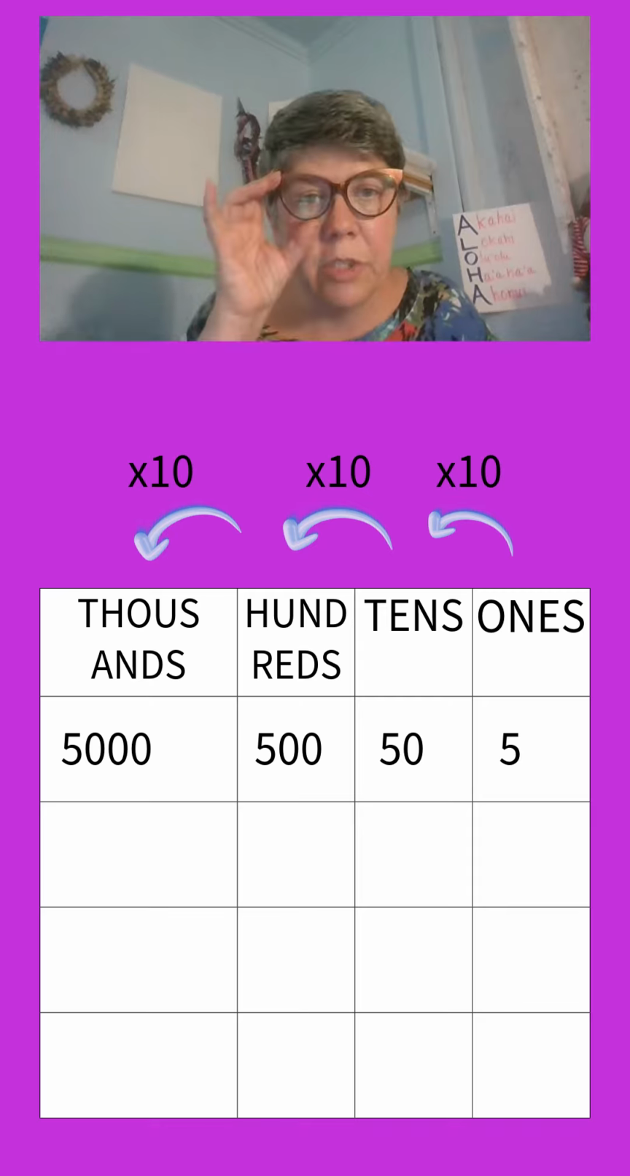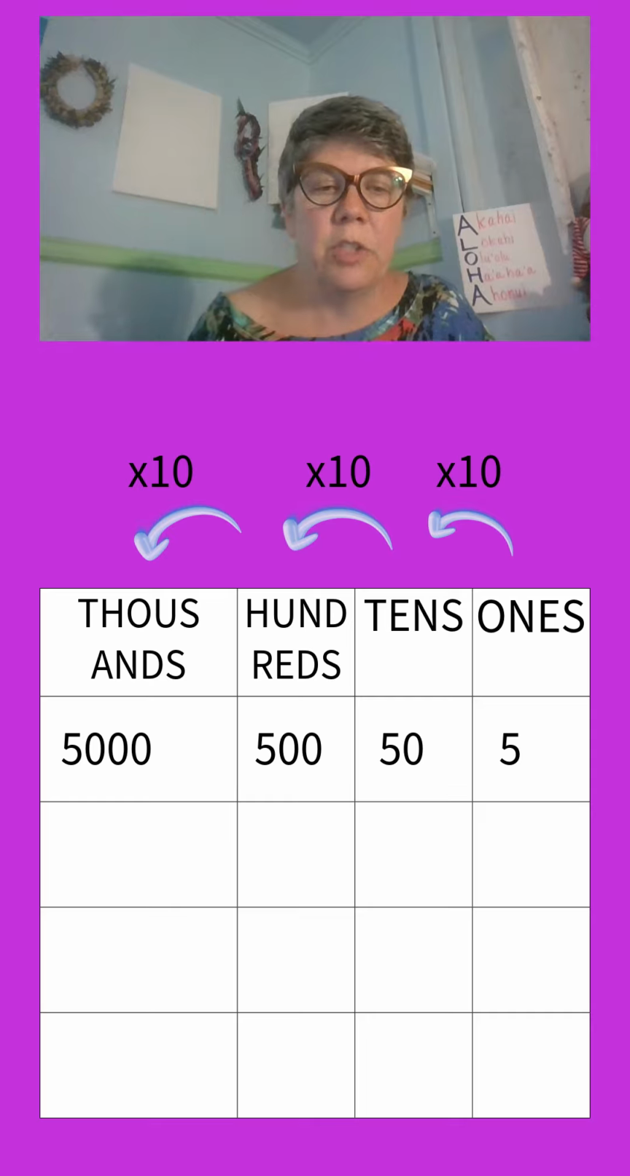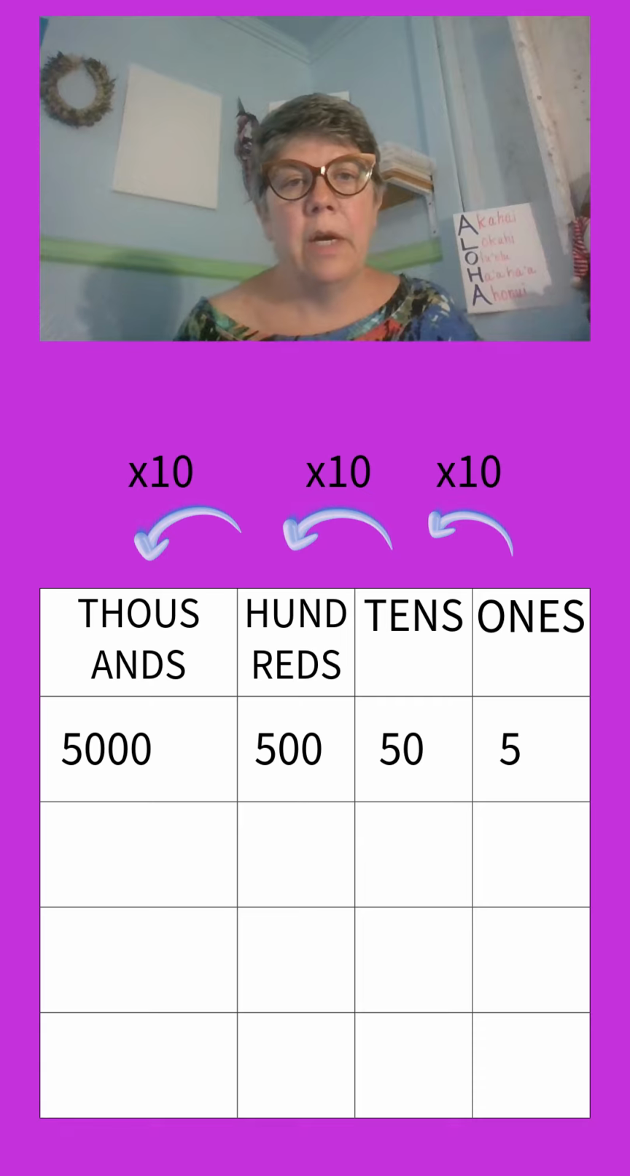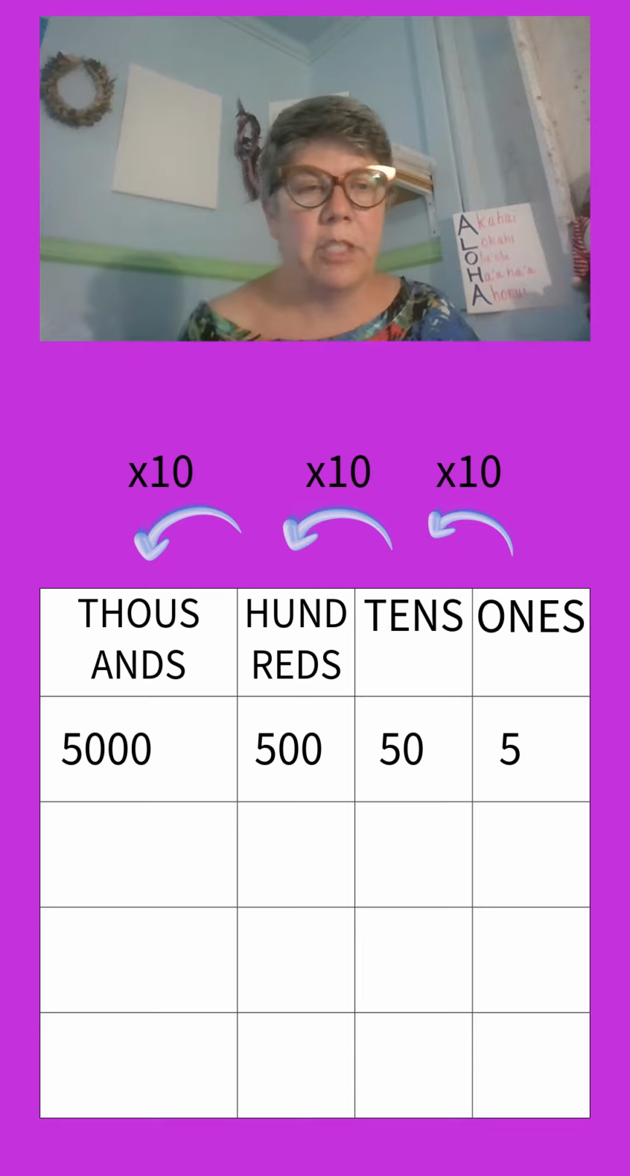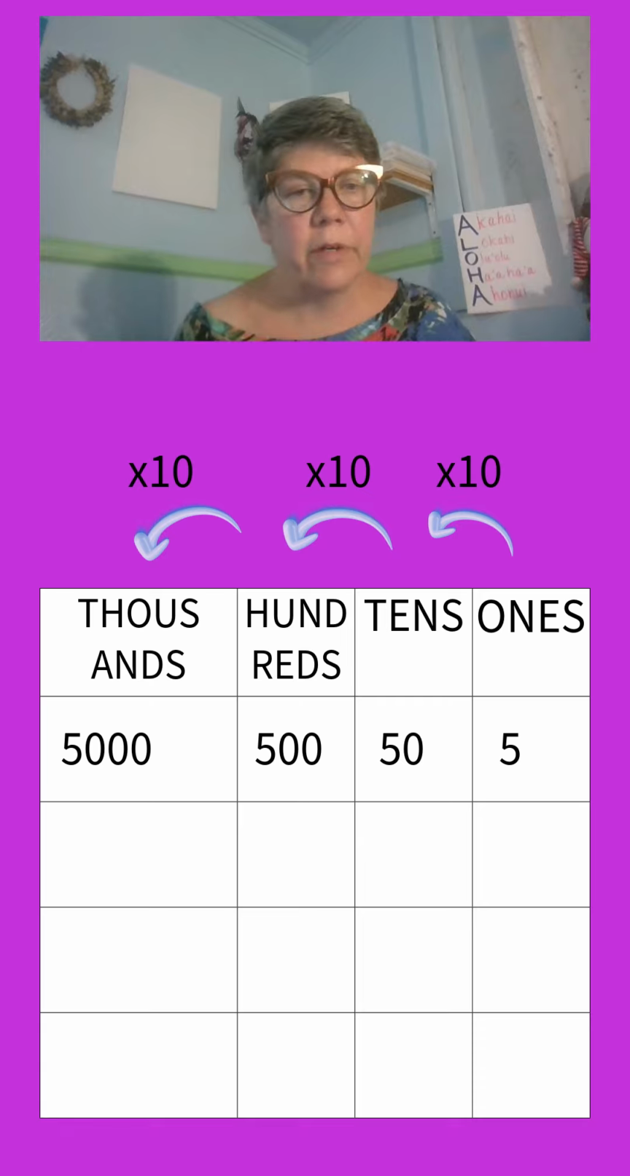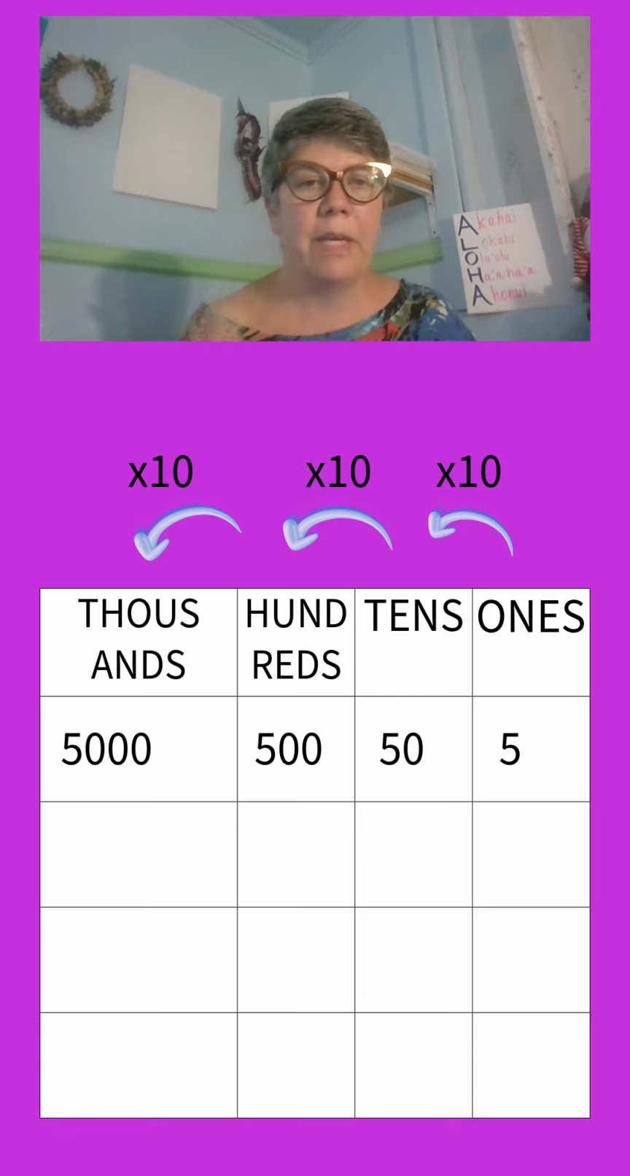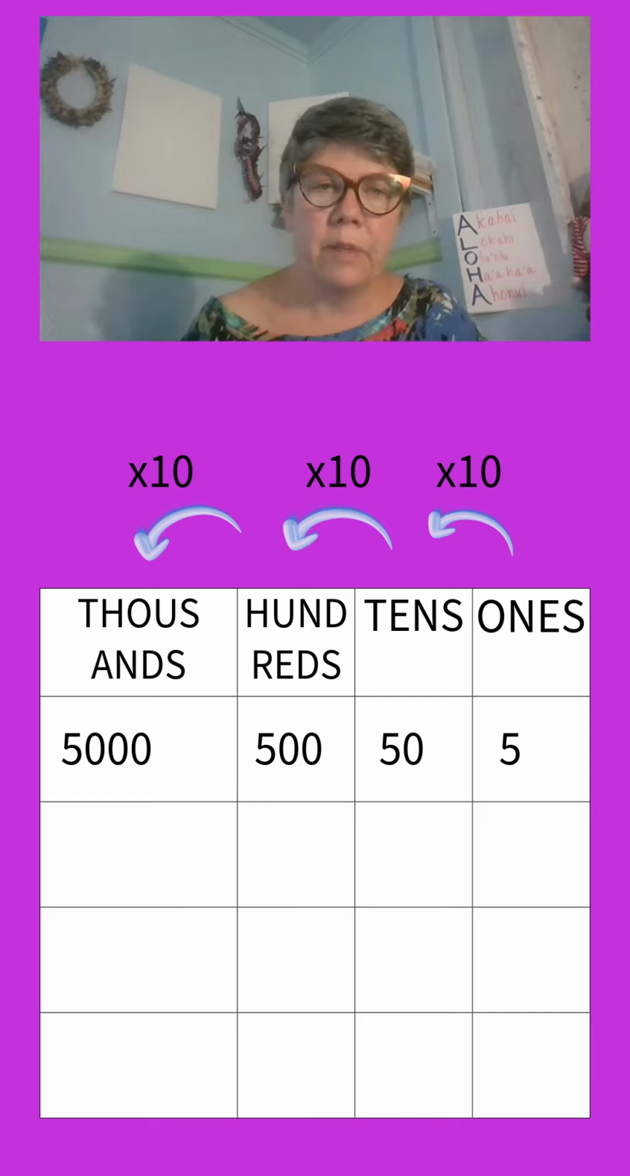Speaking of place value charts, use the place value charts that are in your book right before lesson 1 and right before lesson 2. Put them in a dry erase sleeve, put them in a sheet protector so you can use them over and over, or just write right on them or make your own. See, I made this one. It wasn't that difficult. And remember that going this way, you're multiplying by 10.